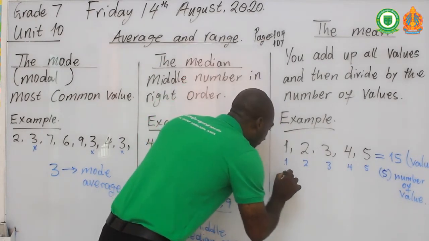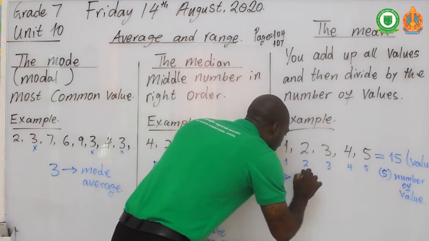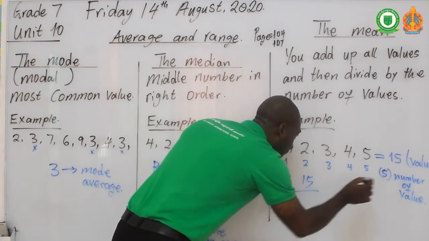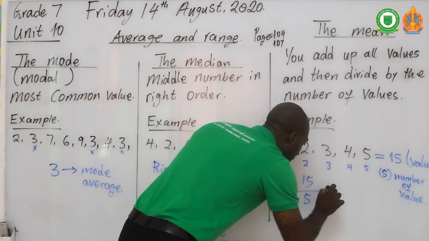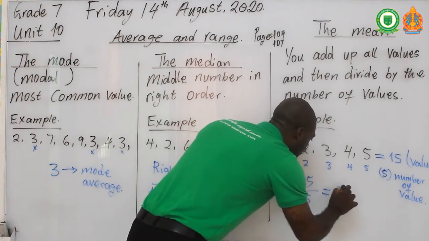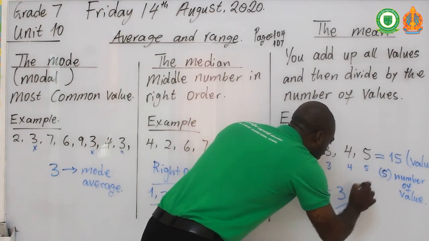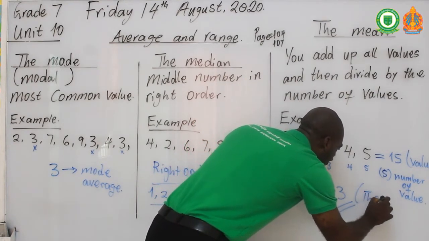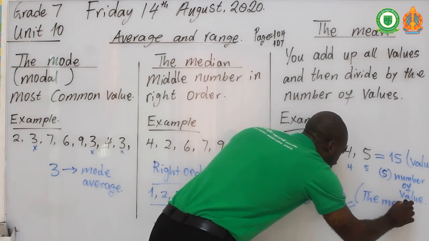So this is how you should do it. Your value of 15 divided by your 5 is going to give us 3. So your 3 becomes the mean average.